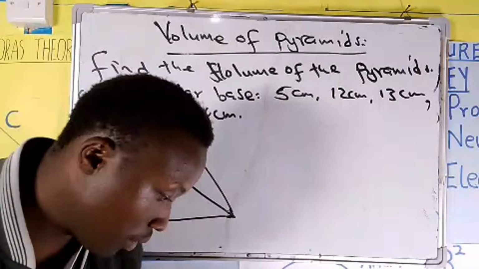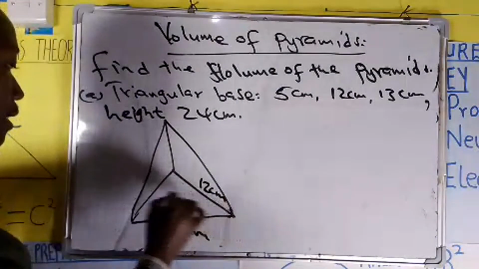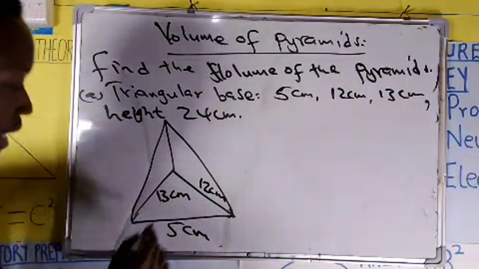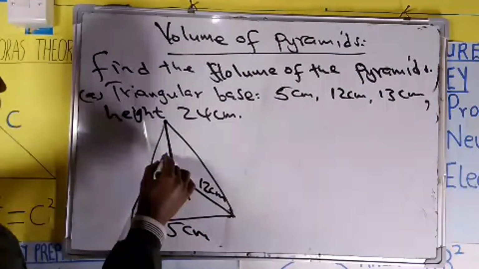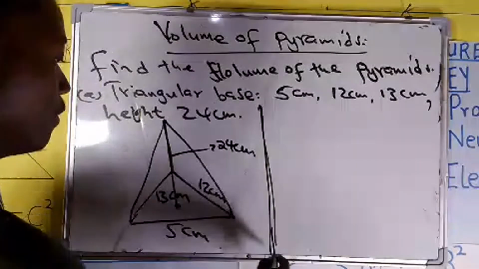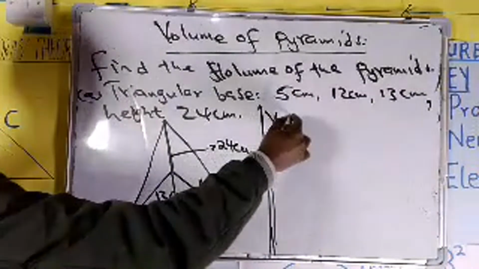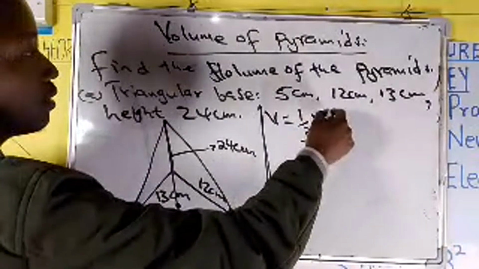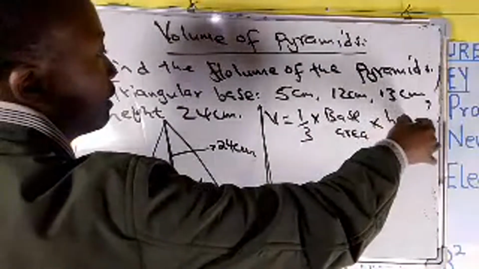So we are being told it has a triangular base of 5 centimeter, 12 centimeter, 13 centimeter, and the height from here to around here at the center is 24 centimeters. So for us to find the volume, we said the volume is a third times base area times height.